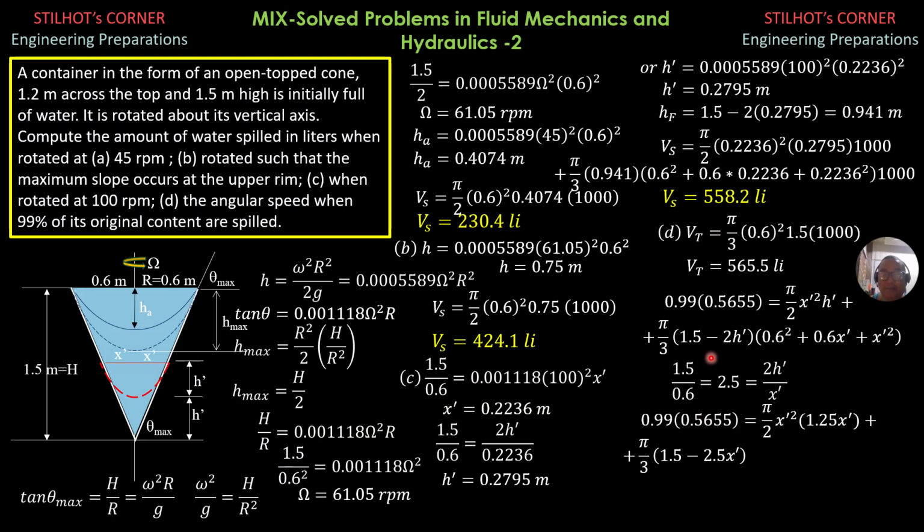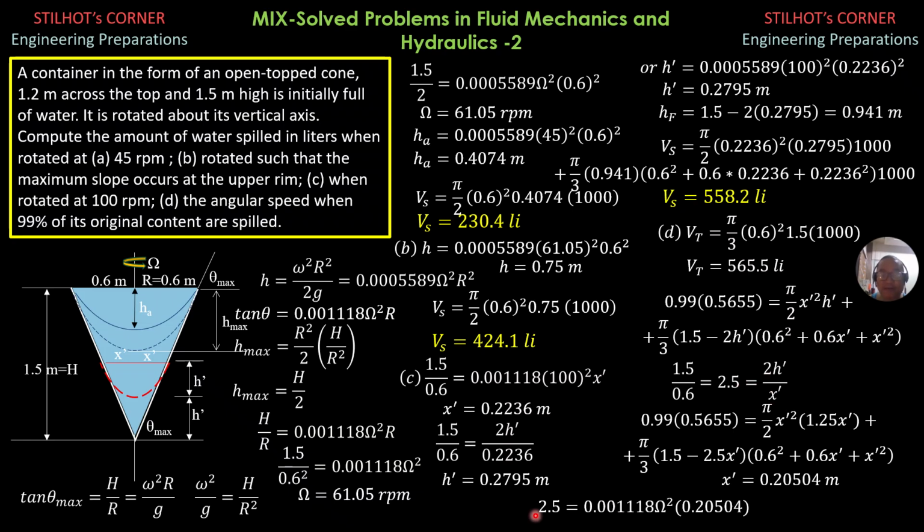over 3 quantity 1.5 minus 2.5 x prime, that's 2h prime. Then you just copy this part. So using your high-tech calculator, expect the value of x prime to be slightly lower than 0.2236. Try 0.1 and it will give us 0.20504 meter as expected, lower than this, slightly lower than this. So h prime is 1.25 of x prime.